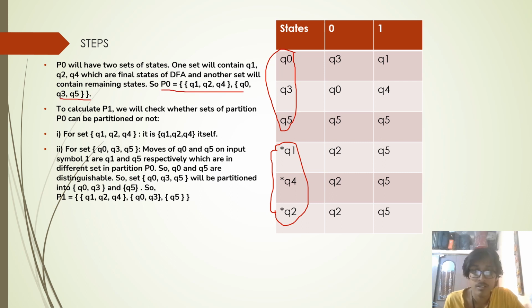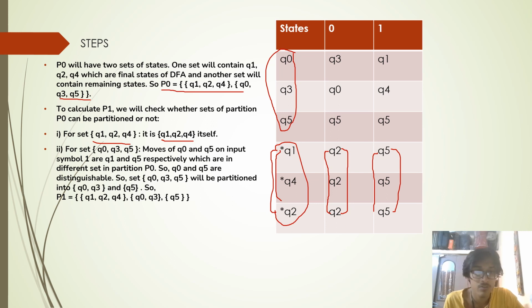To calculate P1, we have to check whether the sets of partition P0 can be partitioned further or not. First we take Q1, Q2 and Q4. Comparing their moves on 0, all lie in the same set, and even on 1 it's the same. Therefore this set is non-distinguishable and stays as Q1, Q2, Q4 itself.